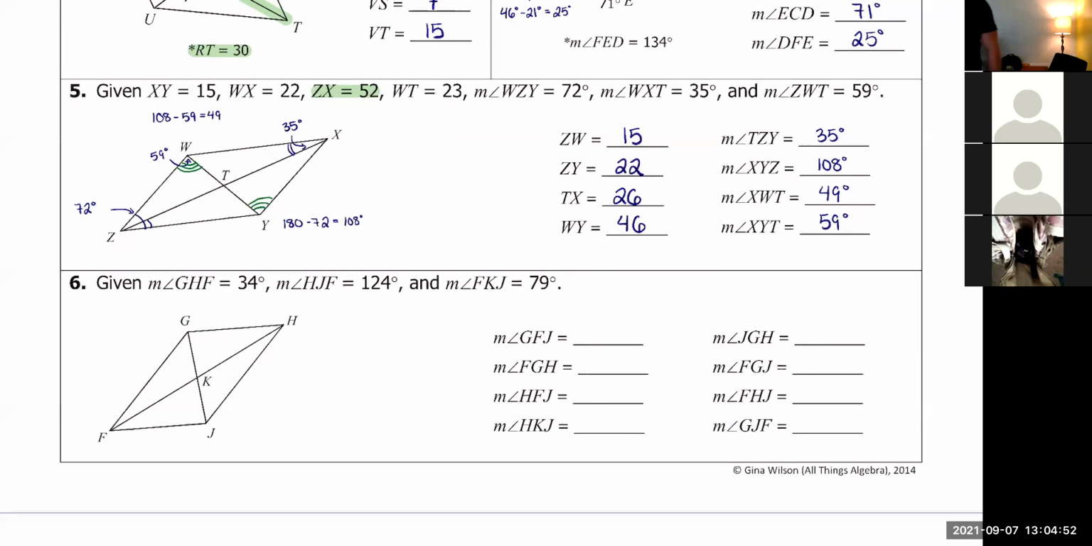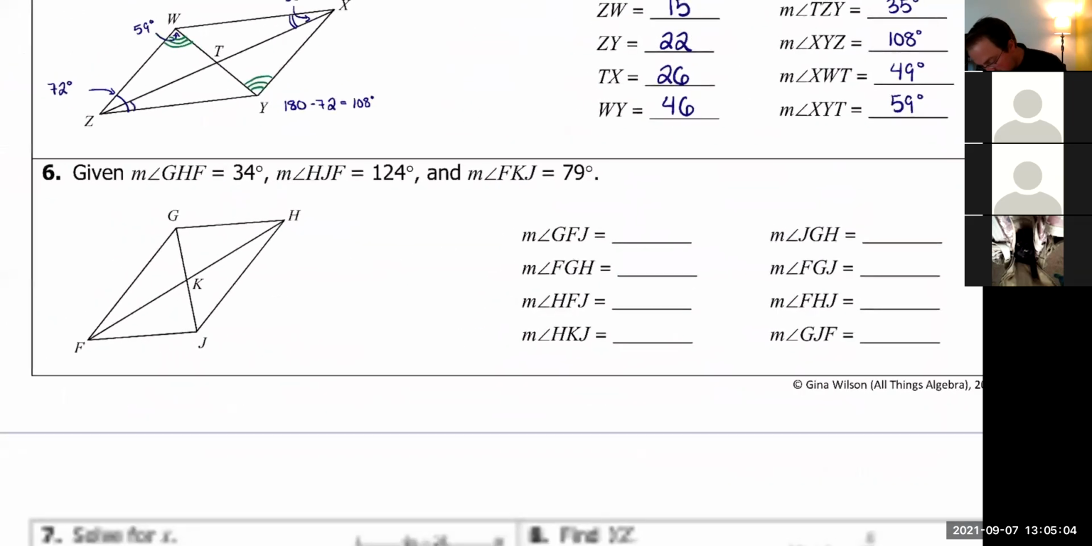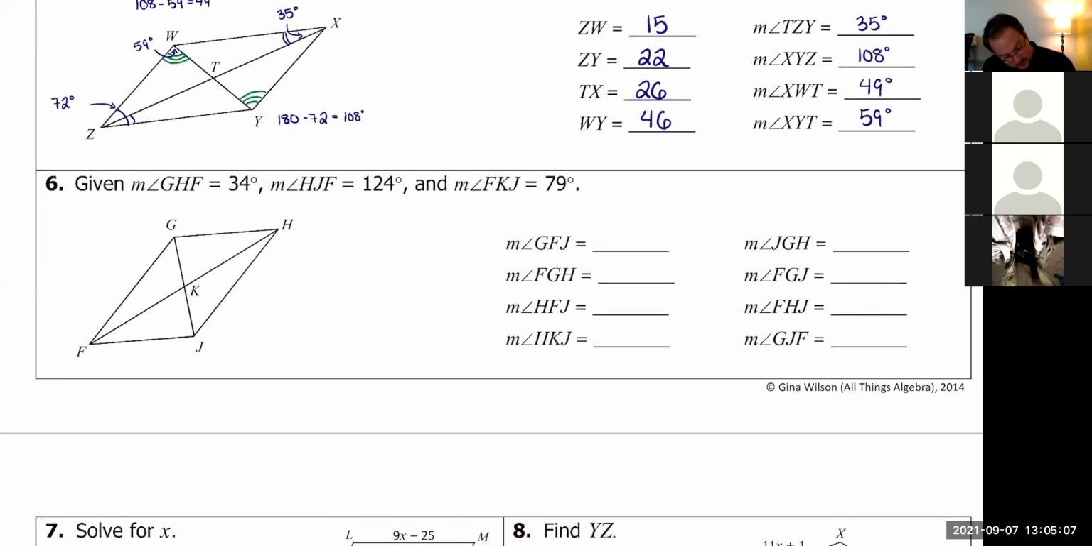Now, again, like I said, for the sake of time, I'm going to give you the answers for the next one, which looks like it's purely focused on the angles. So probably a lot of alternate interior angles and things like that. Starting in the left-hand column here, angle GFJ is going to be 56 degrees. FGH is going to be 124 degrees. HFJ is going to be 34 degrees. HKJ is going to be 101 degrees.